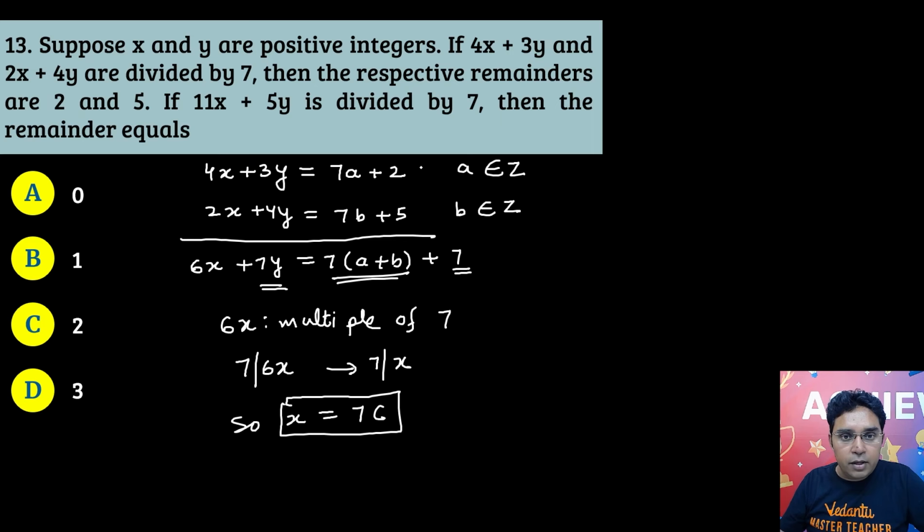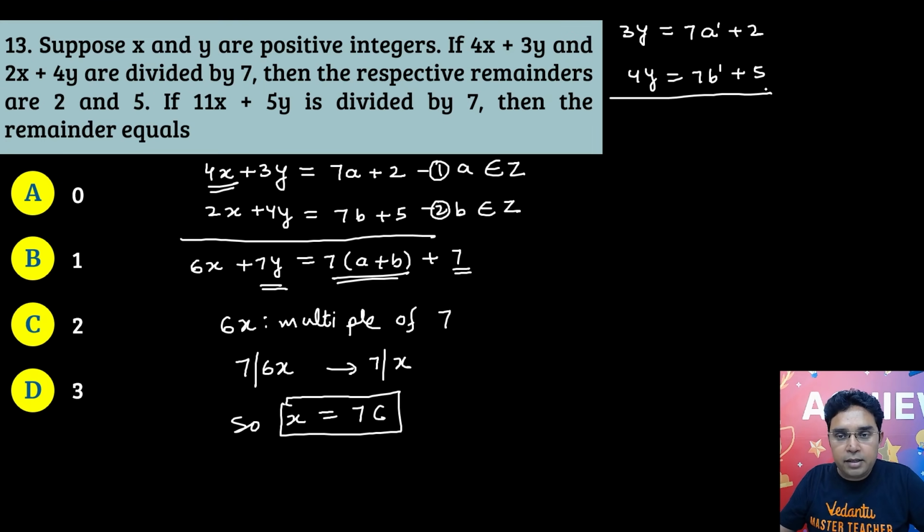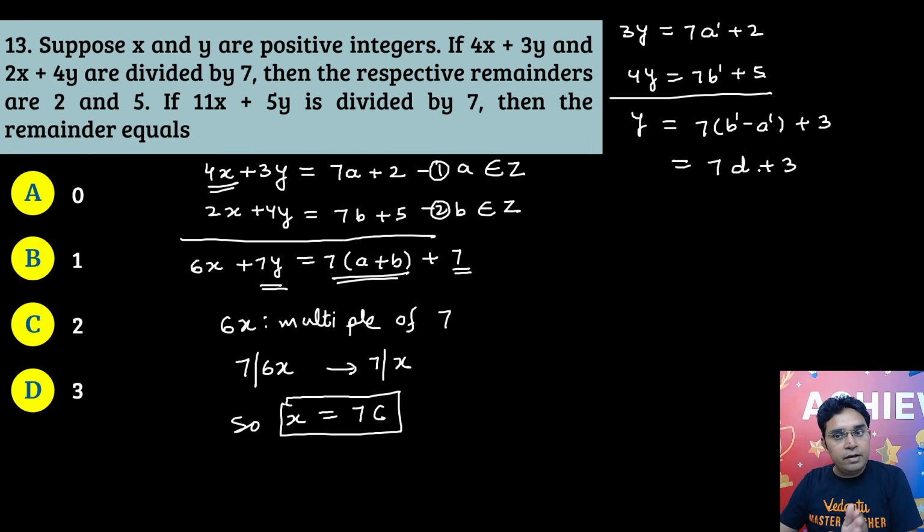Okay, now from equation number 1 and equation number 2, you can see that this 3y has to be equal to, because 4x is already a multiple of 7, so this 3y will be 7, let us say a dash, plus 2, and this 4y will be 7b dash plus 5. If I subtract this first from second, so this y will be equal to 7 times b dash minus a dash plus 3. That means this y is actually 7 times, let us say d, plus 3. That means y divided by 7 will give us remainder as 3. d is also some integer.